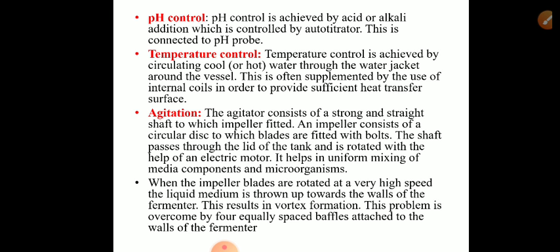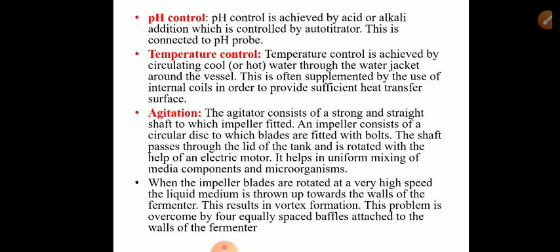Temperature control can be achieved by circulating cold water through the water jackets that are present outside the tank, or sometimes there are internal coils through which we can also circulate cold water if we want to cool the medium when the temperature rises. Because of the metabolic activities of microorganisms and because of mixing, the temperature may rise, which needs to be cooled down, and that can be done by circulating cold water through the water jacket outside, or through the internal coils. But sometimes the temperature may decrease also. So if you want to increase the temperature, you can circulate hot water.